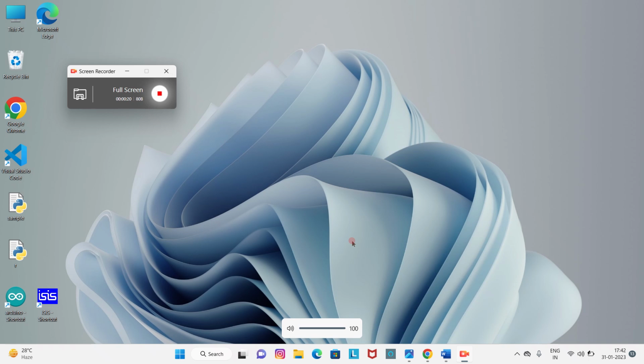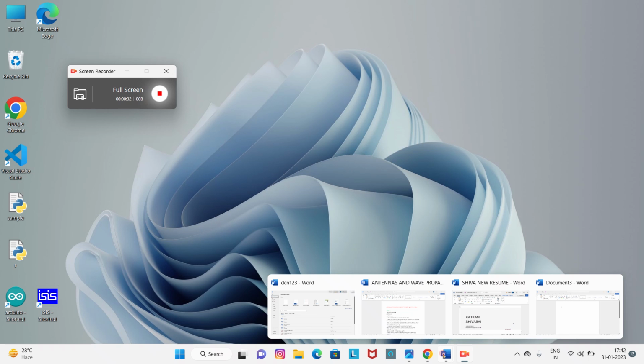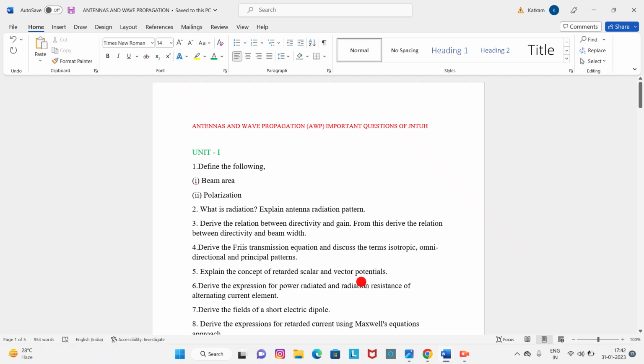99 Wave Propagation important questions, AWP unit-wise, friends. Unit 1: Define the following: beam area, polarization. Second question, what is radiation? Explain the antenna radiation pattern. Third question, derive the relation between the directivity and gain.